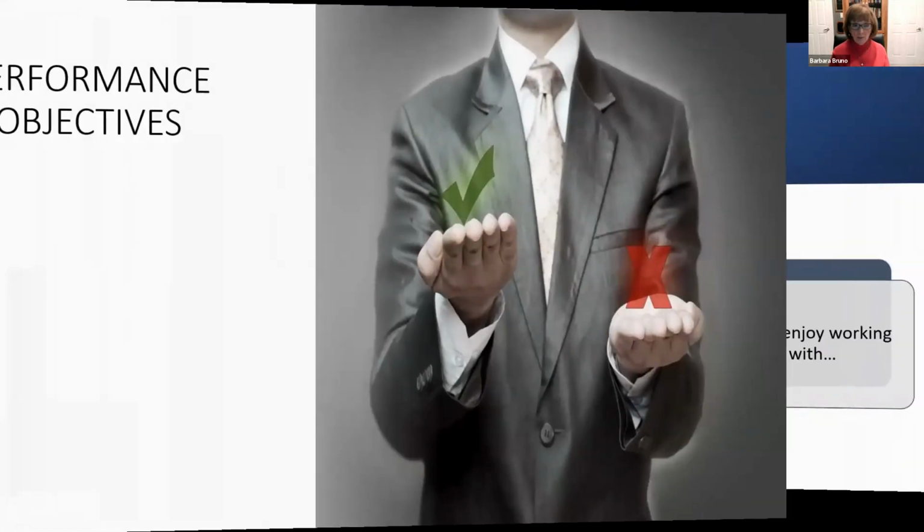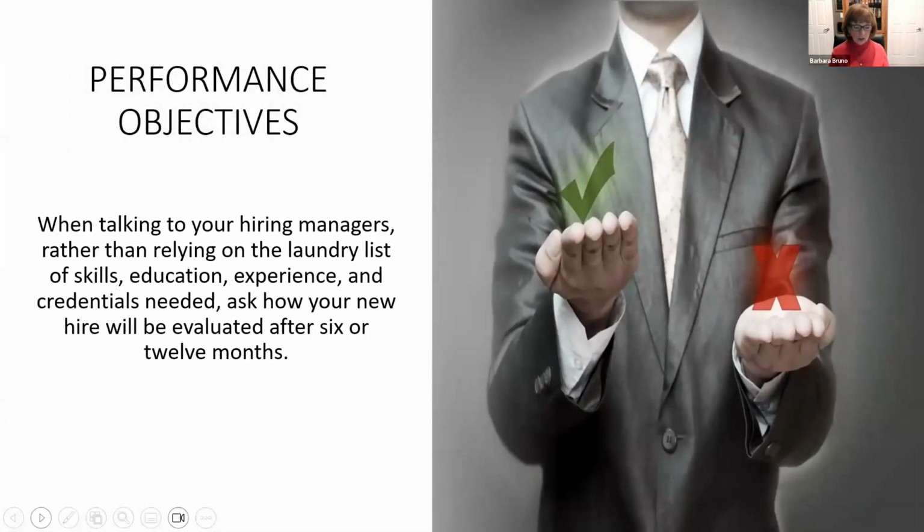Now let's talk about performance objectives, because I've mentioned these so many times, but I think this is the most important part of what I'm teaching you this evening. When you're talking to your hiring managers, don't rely on that laundry list of skills, education, experience, or credentials needed.